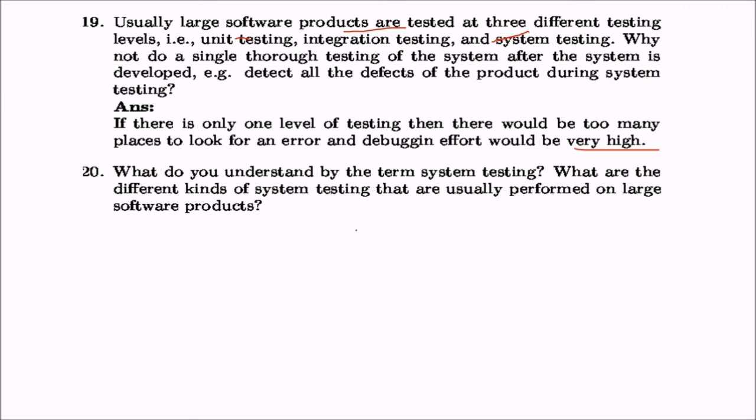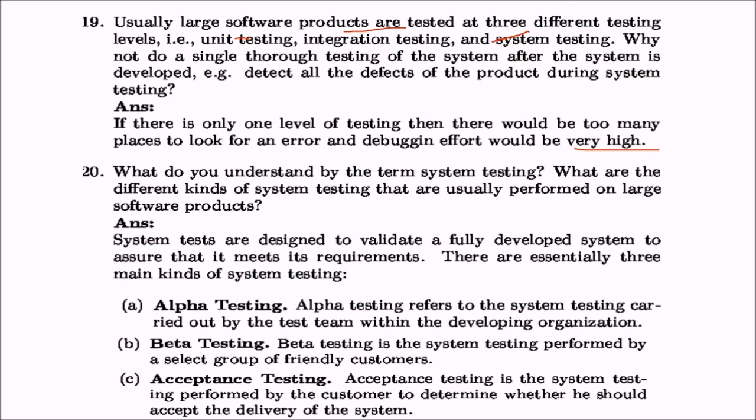And what do you understand by the term system testing, and what are the different kinds of system testing that are usually performed on large software products? System tests are designed to validate a fully developed system to assure that it meets its requirements, that is, it conforms to the SRS requirements. And there are essentially 3 main kinds of system testing: alpha testing, beta testing, and acceptance testing.